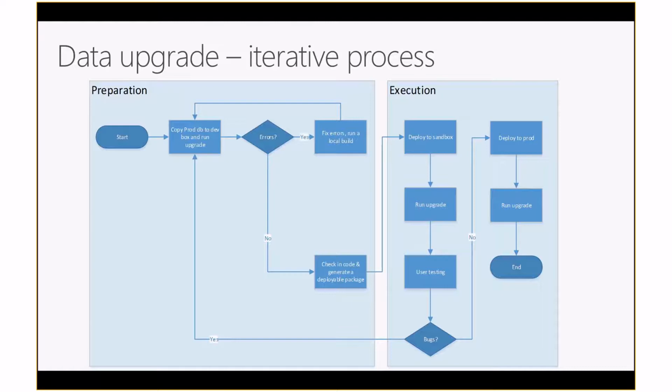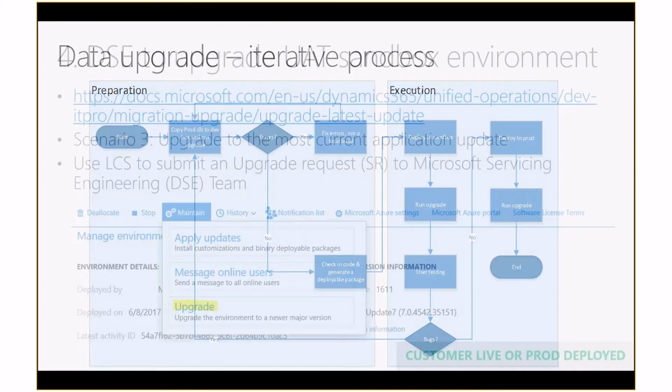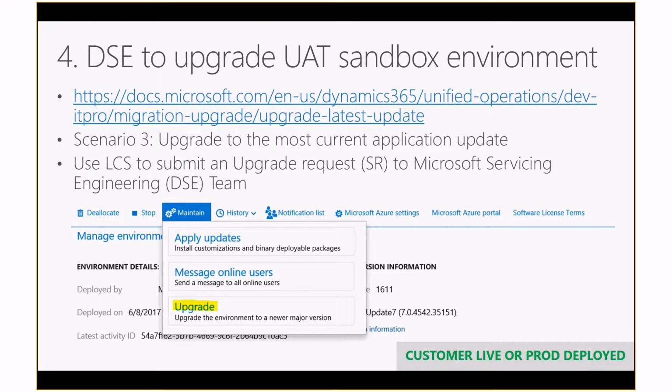Okay, perfect. So we have now done the code upgrade and the data upgrade test. We are still in a situation where the customer is live or has production deployed. So step 4 is that you can ask the service engineering team to upgrade your UAT sandbox environment.